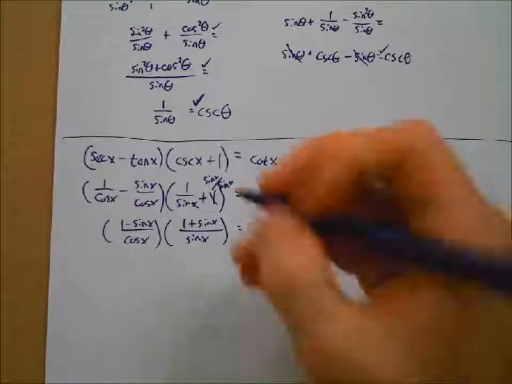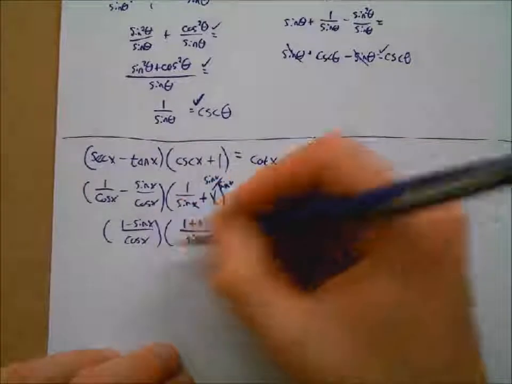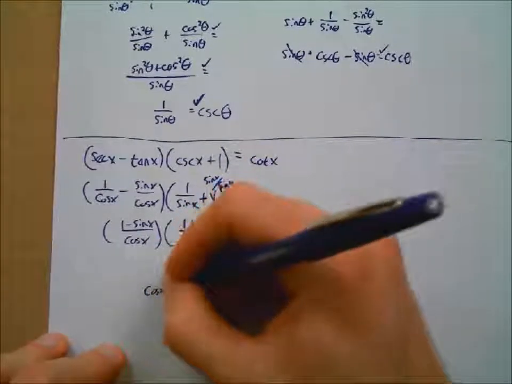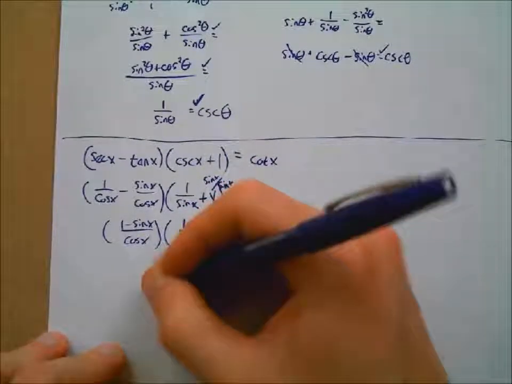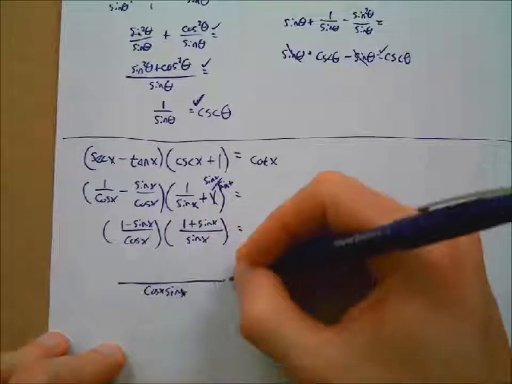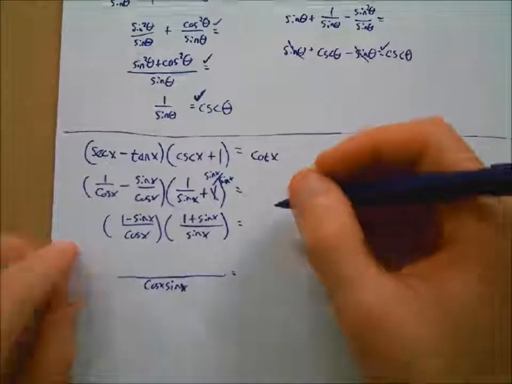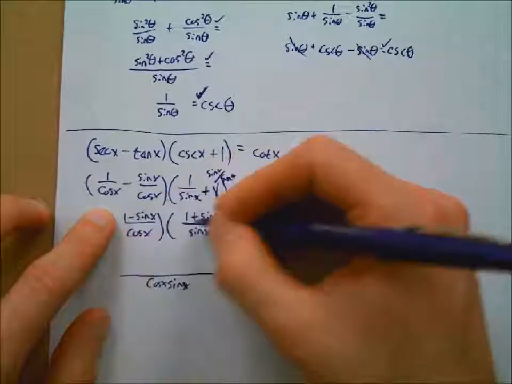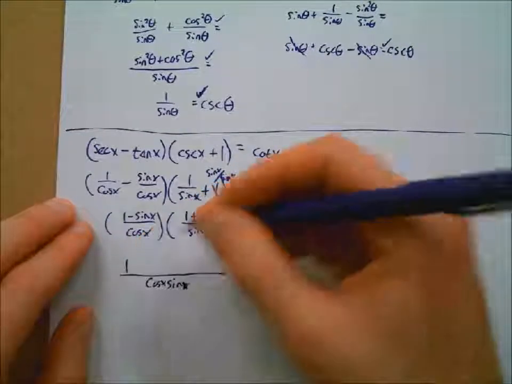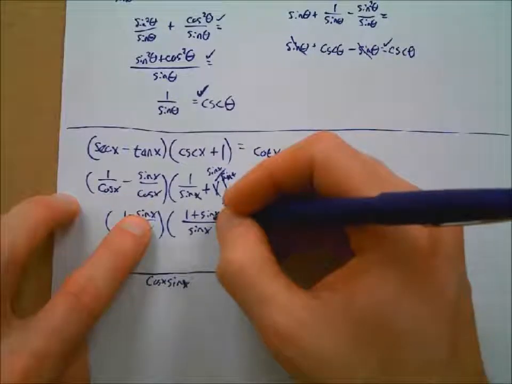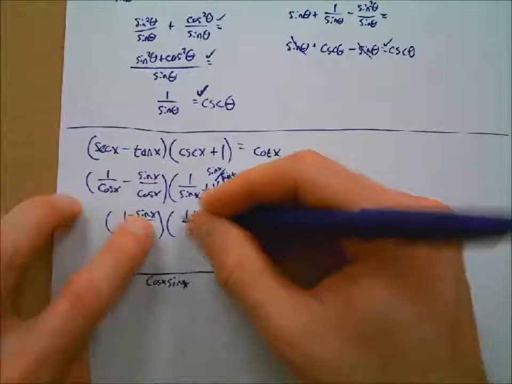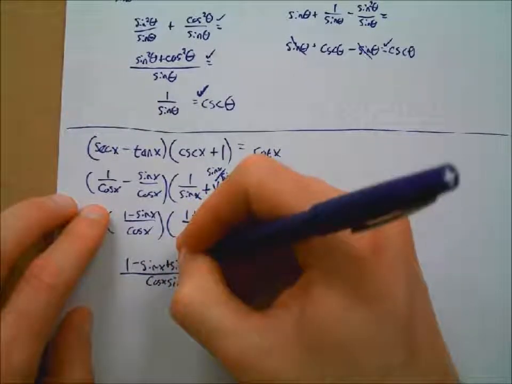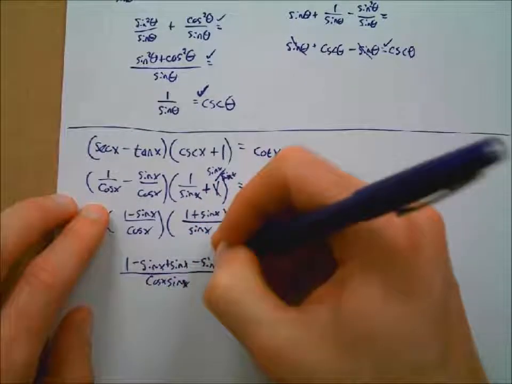So when we multiply fractions, we multiply across the top, multiply across the bottom. The bottom's going to be easy. It'll just be cosine x sine x. Right? Nothing too crazy there. The top, though, to multiply these together, we're going to have to FOIL, right? Because you have a binomial and a binomial there. So it'll be 1, minus sine x squared, minus sine x and then plus sine x. So that's going to be gone. I'll go ahead and write it out there. And then minus sine squared x, like so.